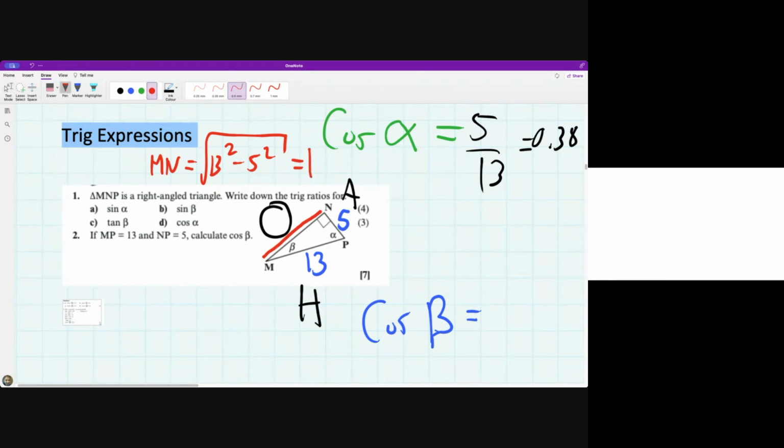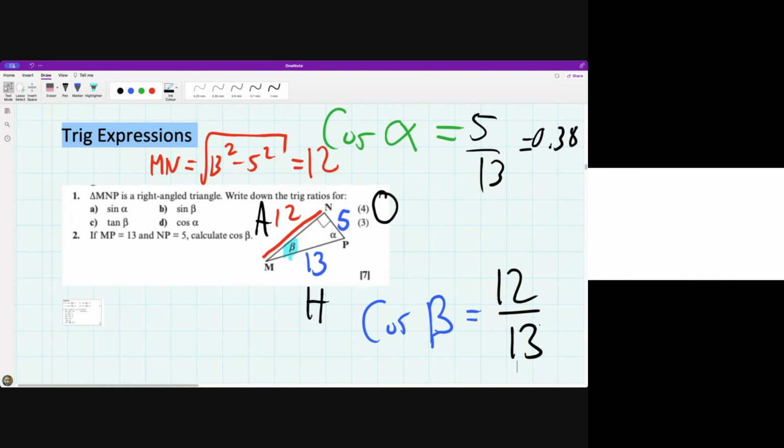So I get that is 12. So we know that this is 12. What is the cos of beta going to be? Now, what's sneaky about this question is the A and H and O do not stay in the same place. If you change your reference angle, the names of the sides also have to change. The hypotenuse stays in the same place, but the A is in a different place. So now the cos of beta is going to be 12 over 13.